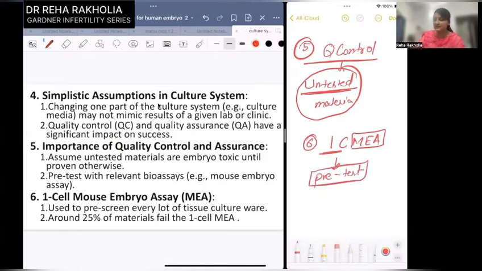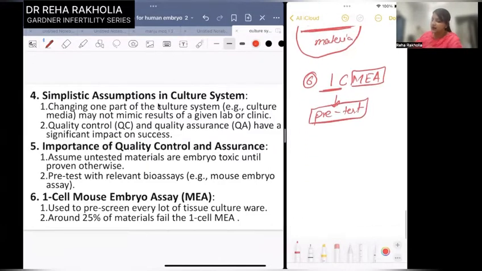Okay, used to pre-screen every lot of tissue culture ware. Then the seventh point is that around 25% of material fails the one-cell MEA test. Around 25% fails the MEA test. Okay, mouse embryo assay.